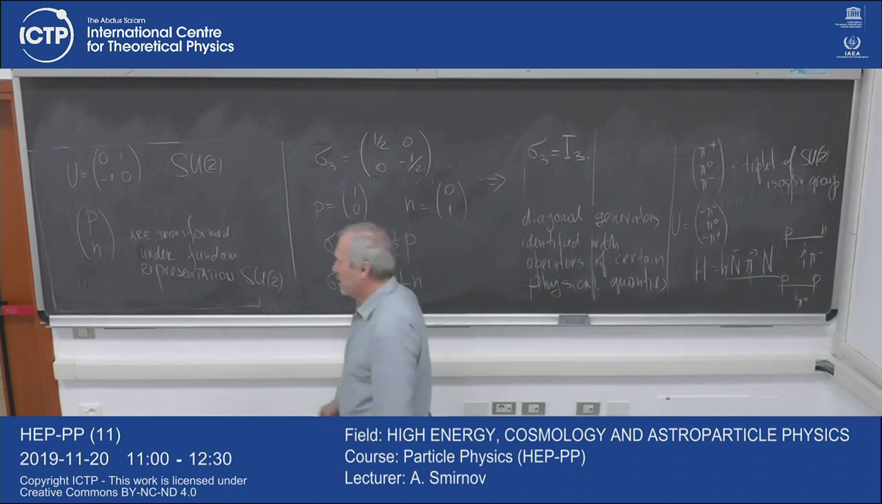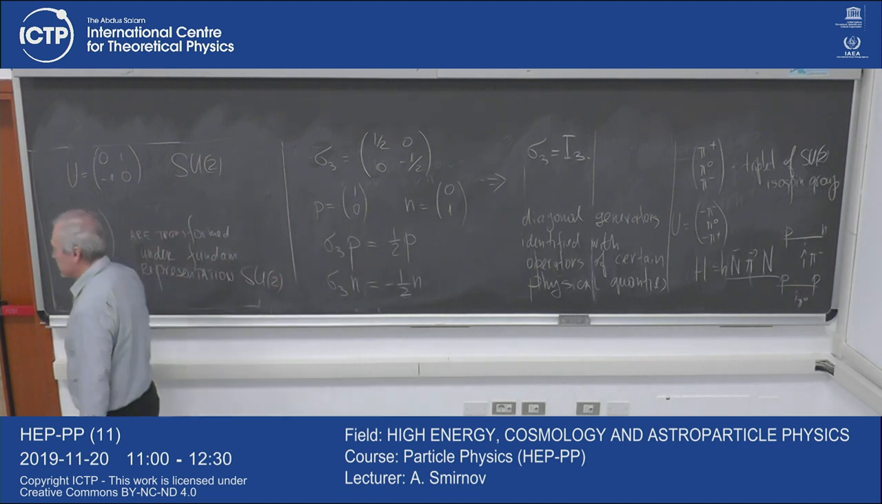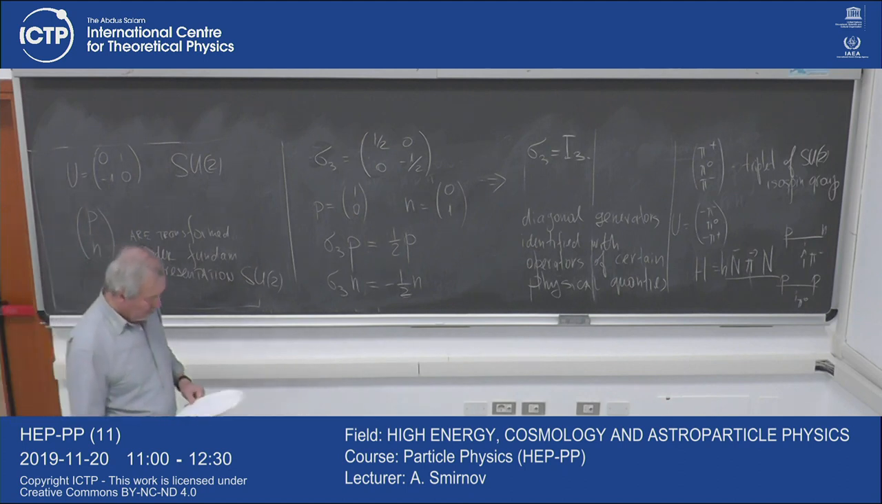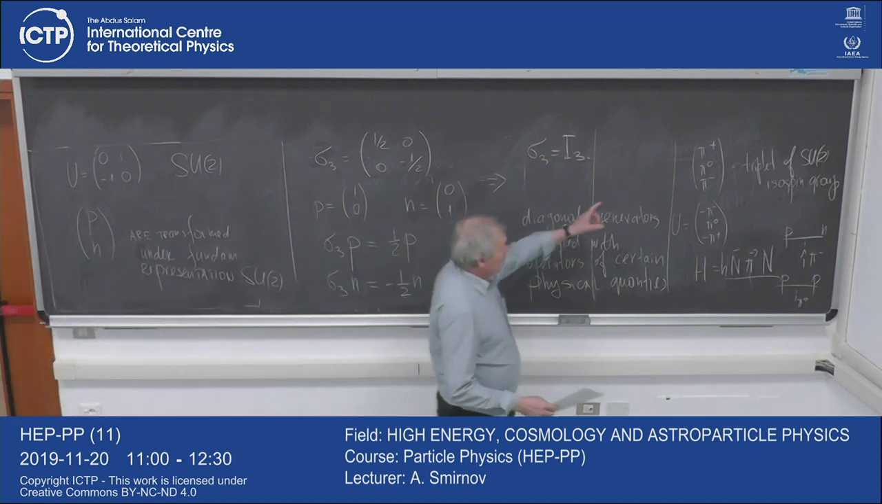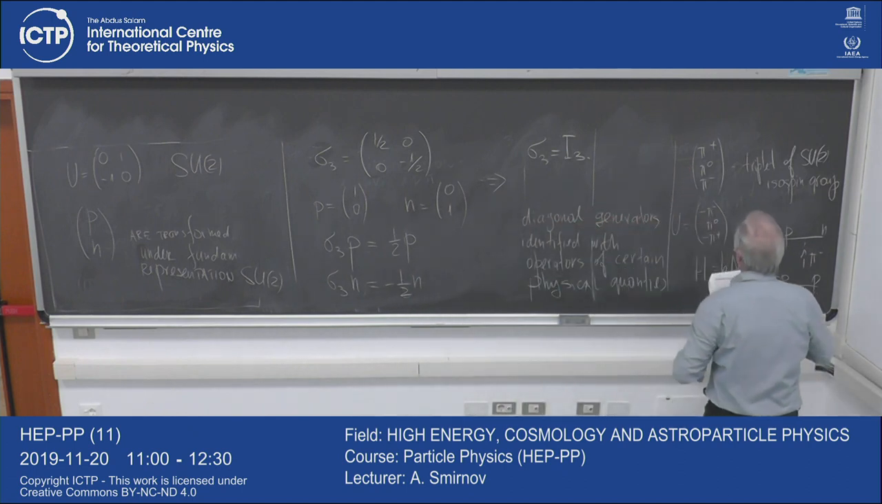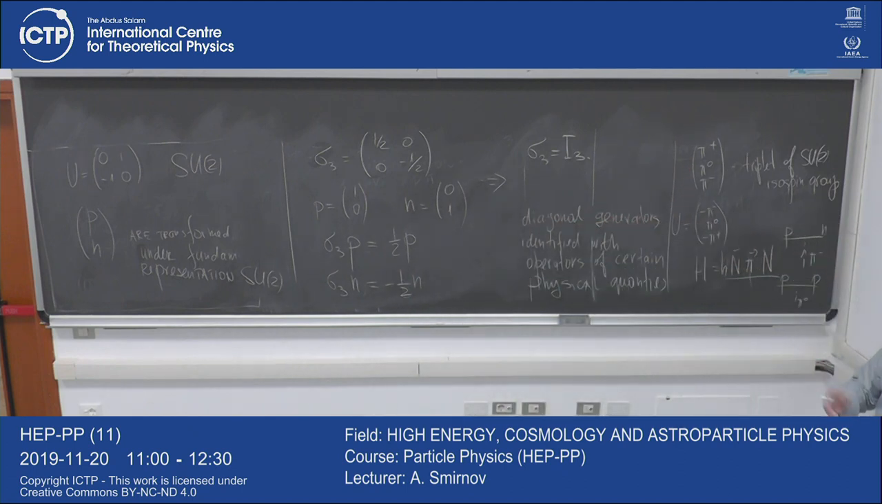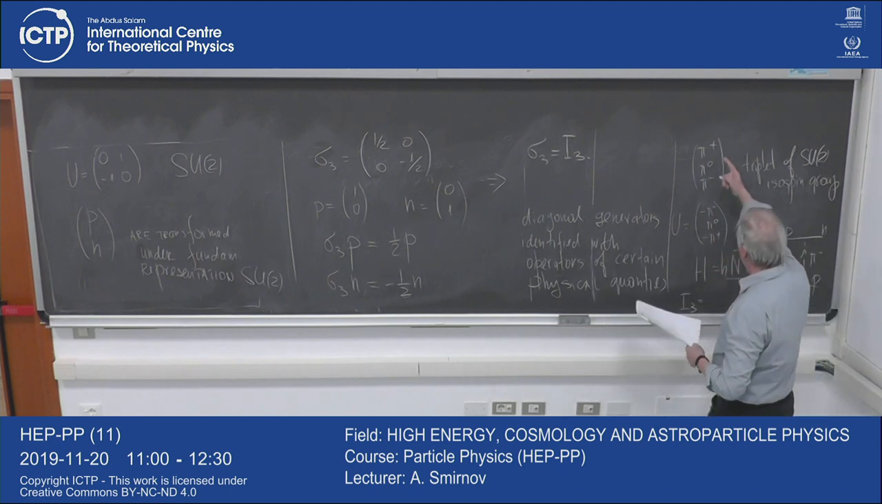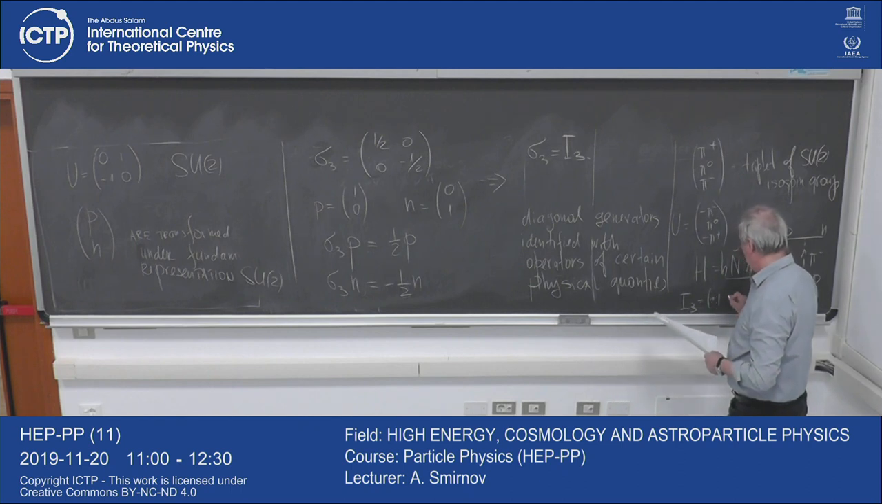Things are much more complicated. However, this Hamiltonian describes this type of interactions, and these interactions are invariant with respect to the SU2 isospin symmetry group. So this is a triplet of SU2, and the triplet is formed as a product of fundamental representations, right? The isospin third projection of this multiplet is plus 1, 0, and minus 1.